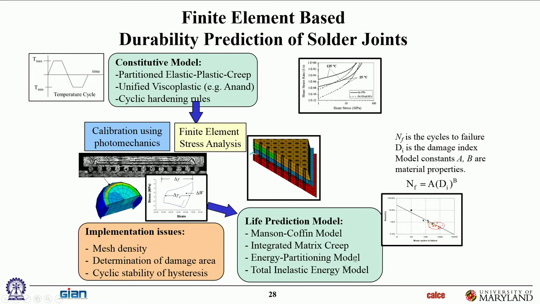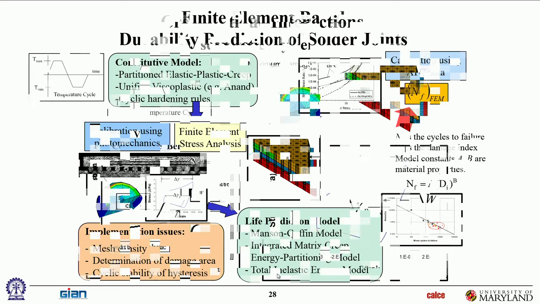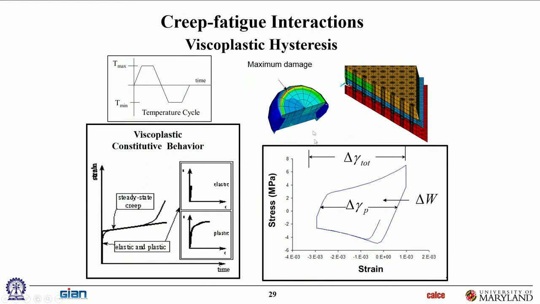Okay. And then, depending on whichever one you're using, you have a fatigue curve, which is a material property again. So in here is either the cyclic strain range or the energy of that cycle, okay? And A and B are material properties. You predict cycles to failure. Okay, and there again, there are many different models. Manson-Coffin model, then other people use an integrated matrix creep model. In my group, we use an energy partitioning model. I talked about strain partitioning. We use an energy partitioning model, and so on. Okay. This just shows some zoom in of those. So same pictures, finite element model. Here's the hysteresis in the critical part of the solder joint.